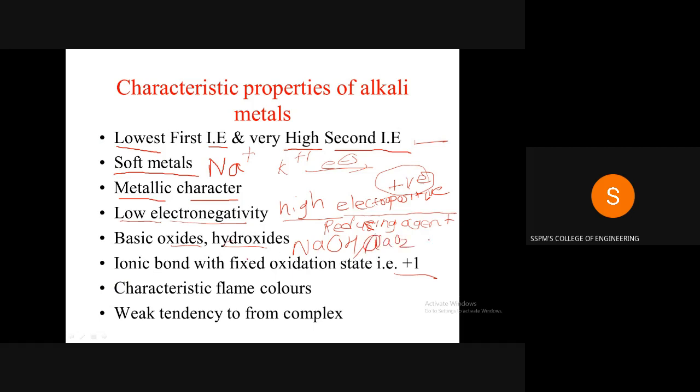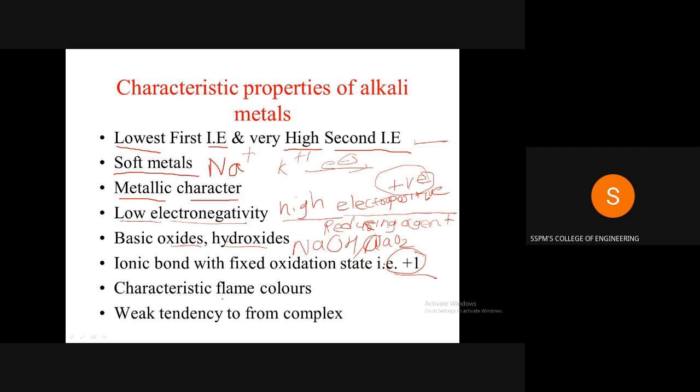Sodium oxide, sodium hydroxide. Similarly, calcium hydroxide, calcium oxide. So these are the properties of alkali metals and alkaline earth metals. Then, ionic bond with fixed oxidation state: all alkali metals have a fixed oxidation state, that is plus one.